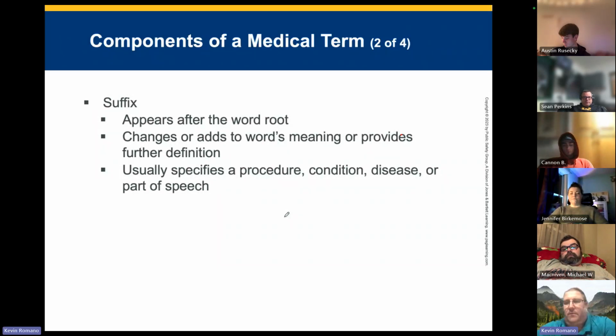Right. Another thing with lipase is that it can also be a lab test that they run in the labs, a lipase test.